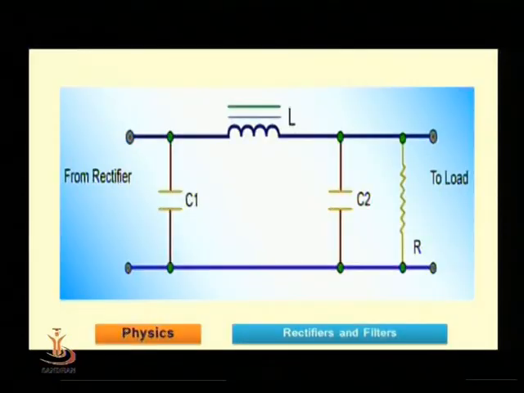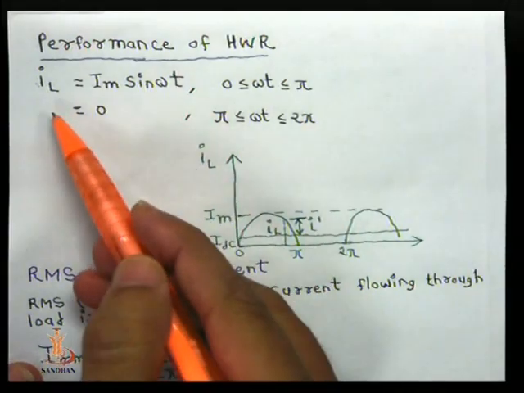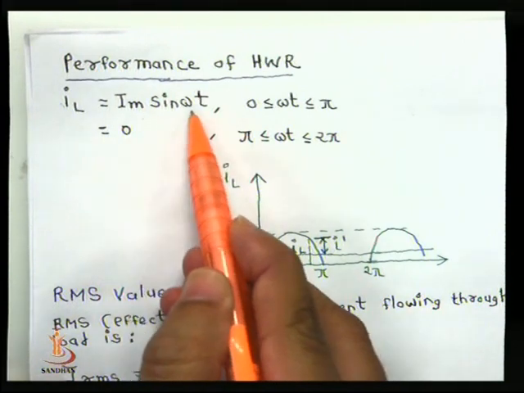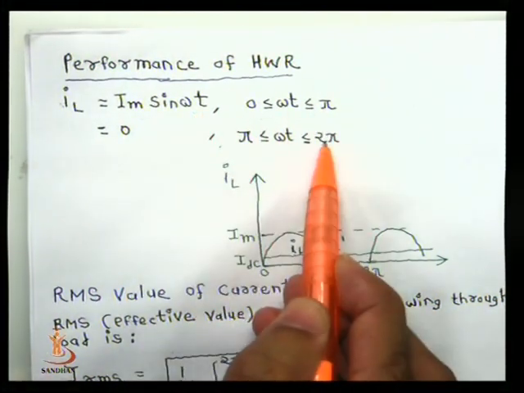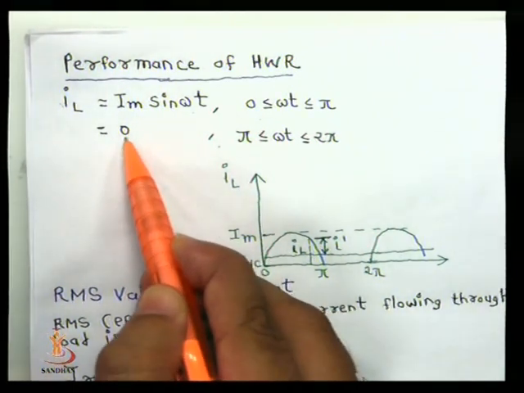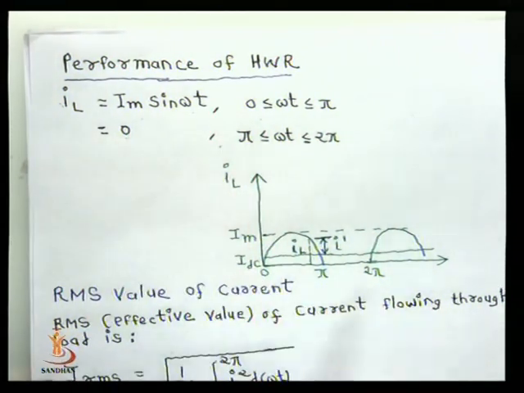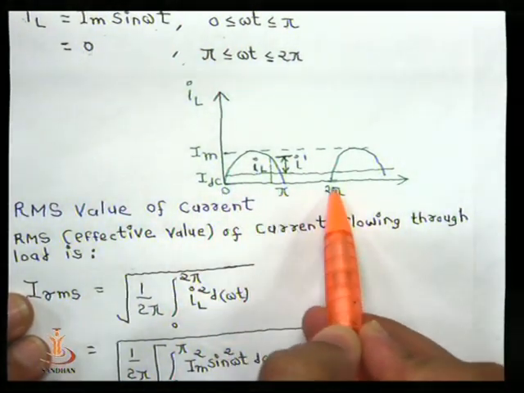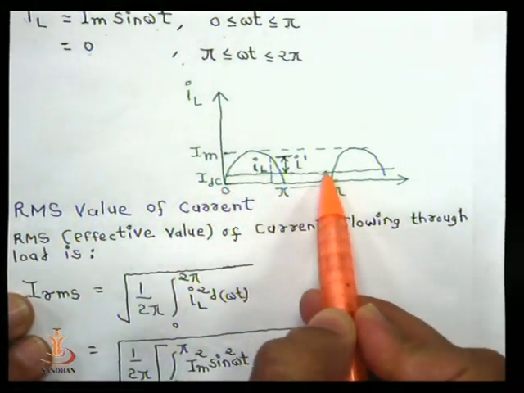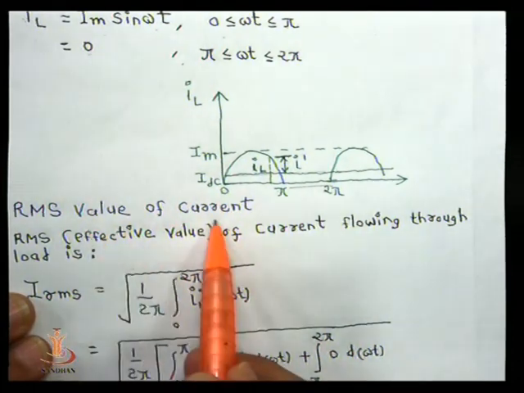Now the performance of the half wave rectifier. IL is nothing but Im sin omega t from 0 to pi, and from pi to 2 pi, as you know, there is no potential, no current is flowing, that's why it is 0. So the picture shows you 0 to pi, pi to 2 pi, no current. IDC is like this. Now the RMS value of current.